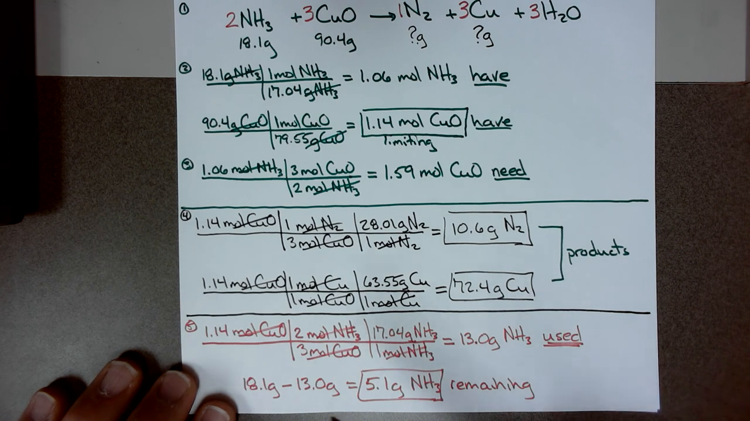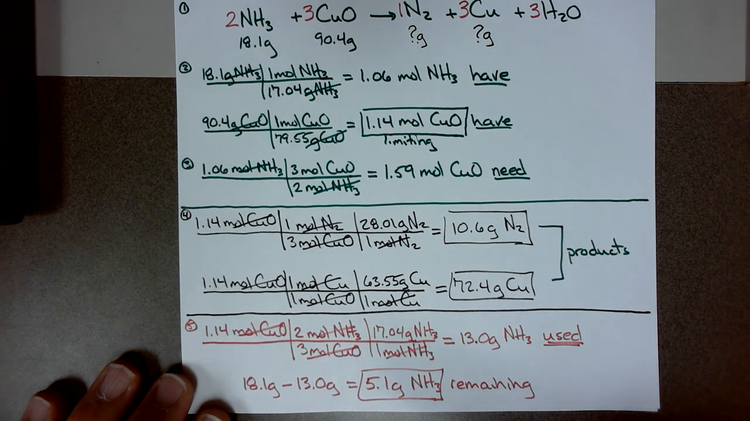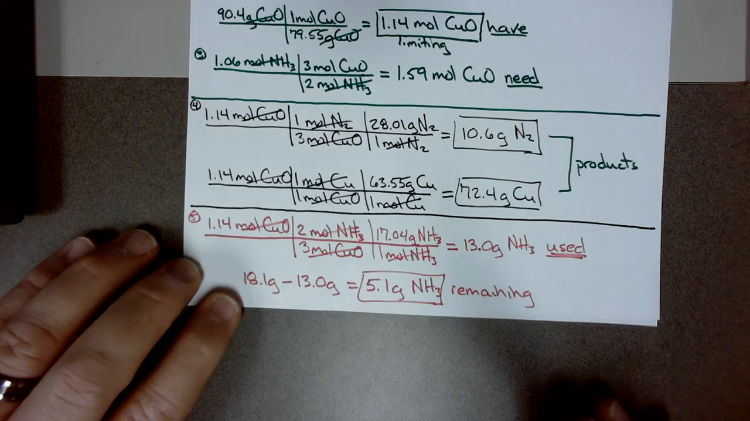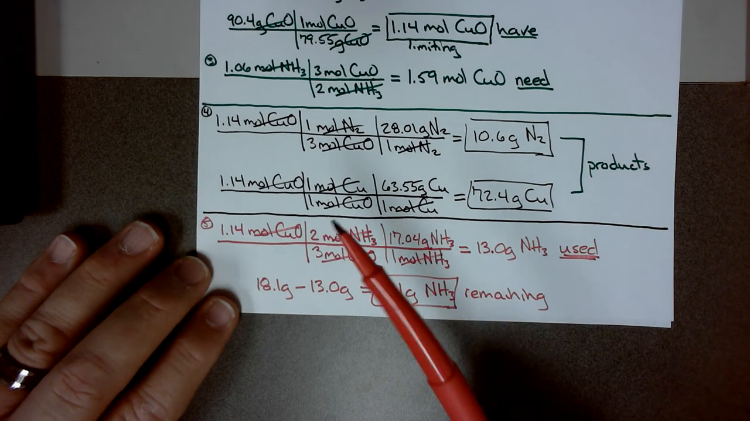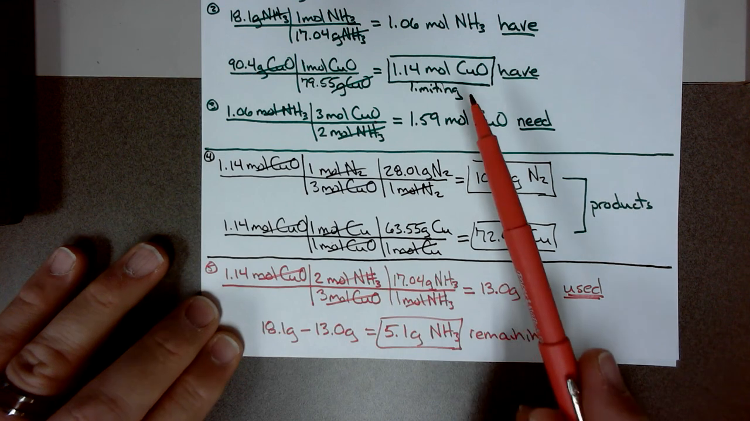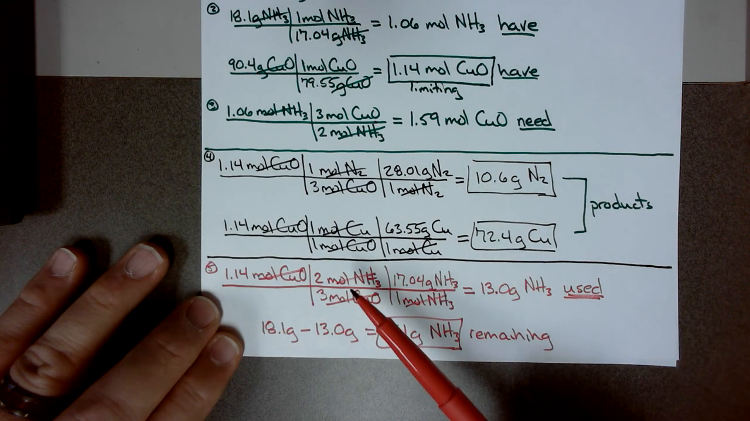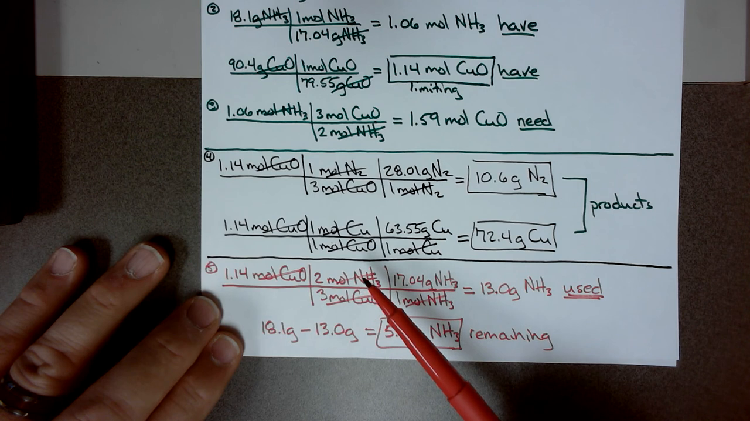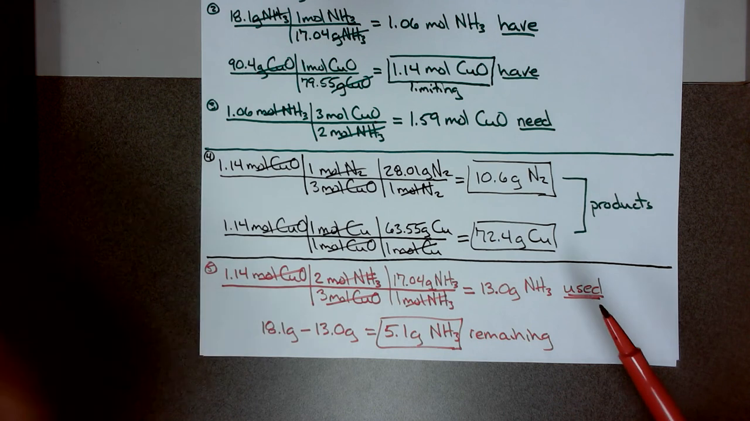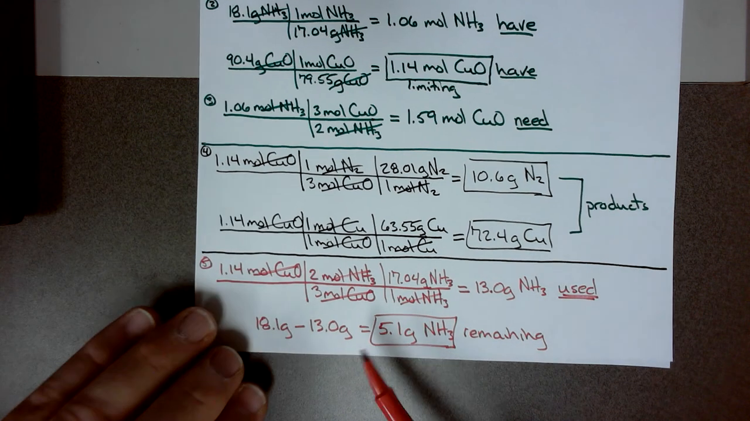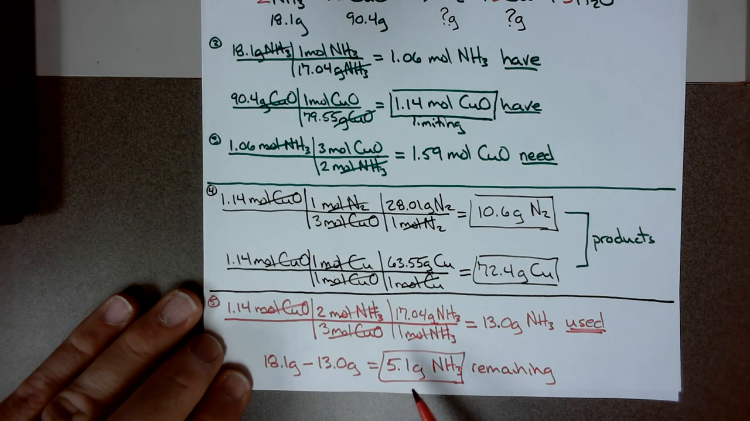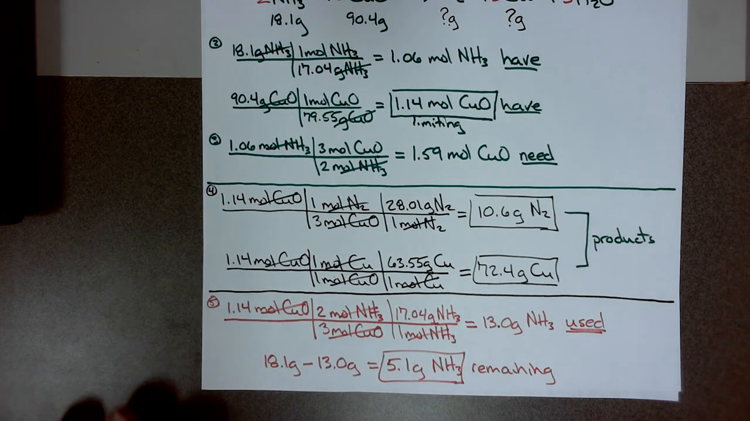And then the last one is to determine the mass of reactant, excess reactant used, and then how much is remaining. So again, I start with the limiting reactant amount that I had identified. My mole ratio of reactants, 3 moles of copper 2 oxide will react with 2 moles of ammonia. Go to the mass, find the mass of ammonia used. Okay, that's the mass used. Then I take the original mass, subtract the mass used, and I get the mass remaining. And that's a limiting reactant problem.